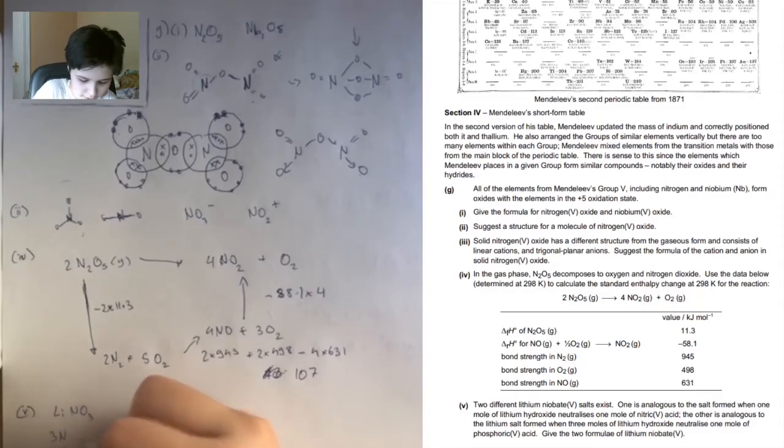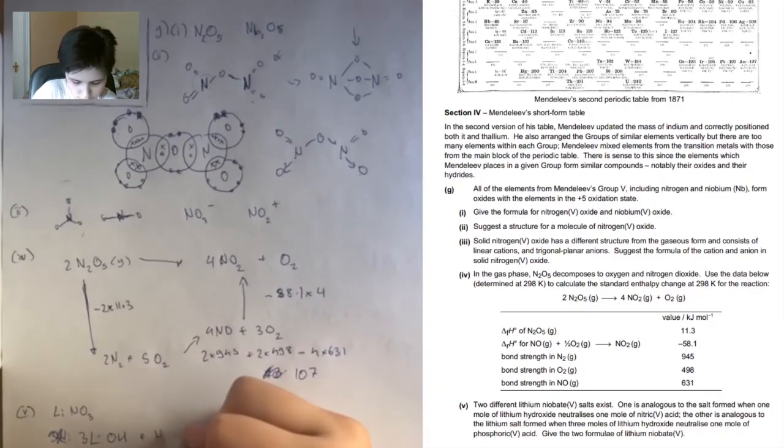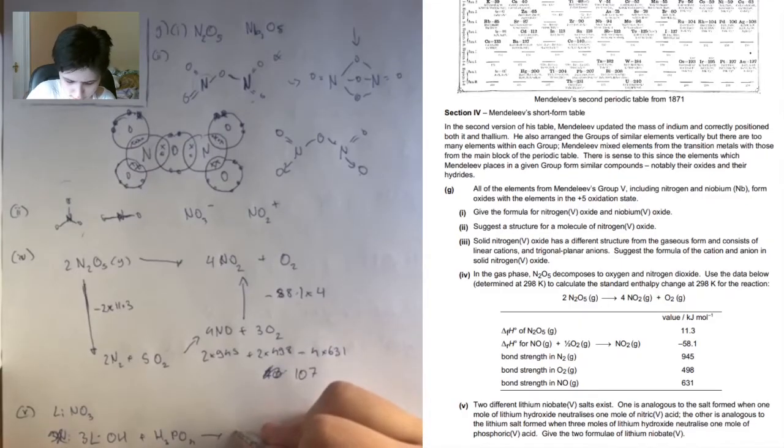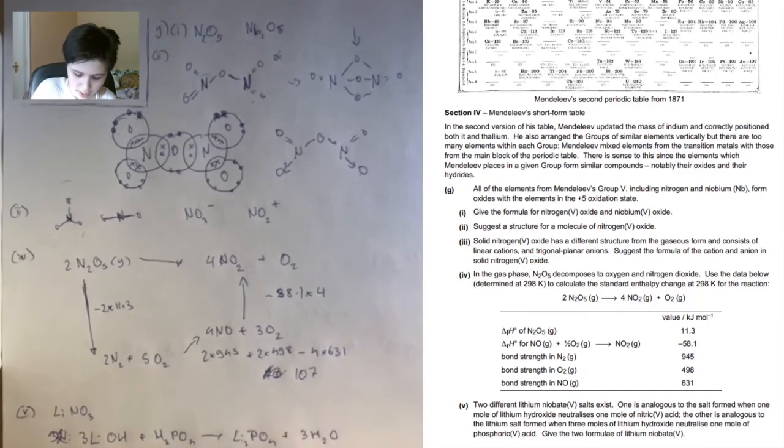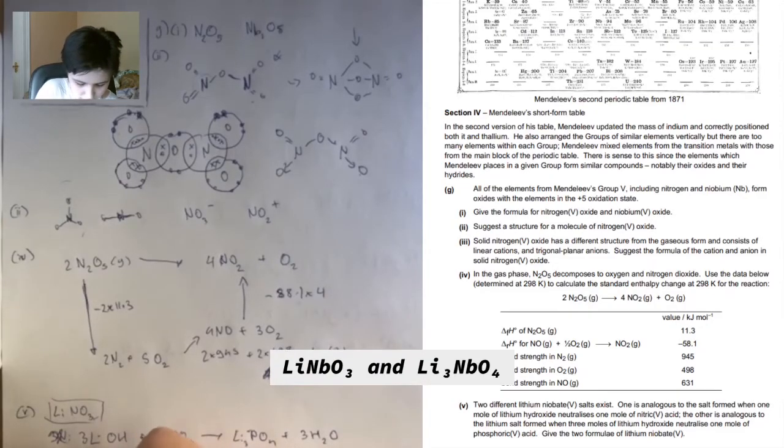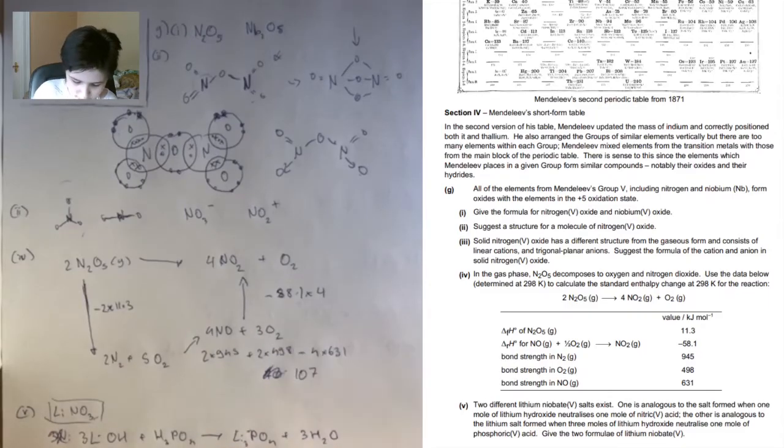So 3 lithium OH plus H3PO4 gives, I think, lithium 3PO4 plus 3H2O. And so the first type is going to be instead lithium, and instead of nitrogen, going to have niobium O3, and for the second one, it's going to be lithium 3 instead of the phosphorus, niobium, and then O4.